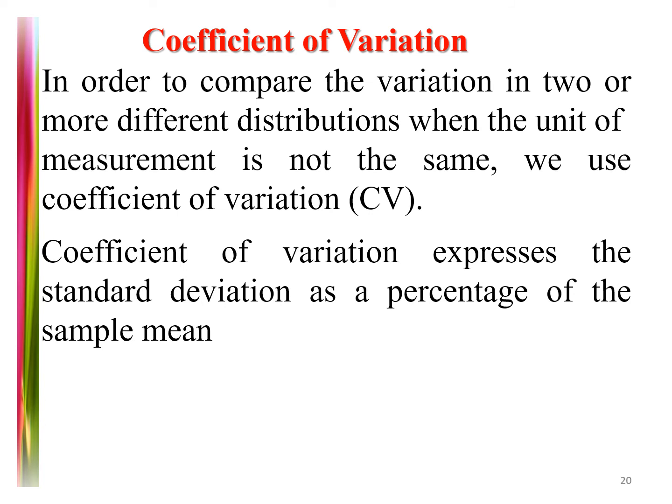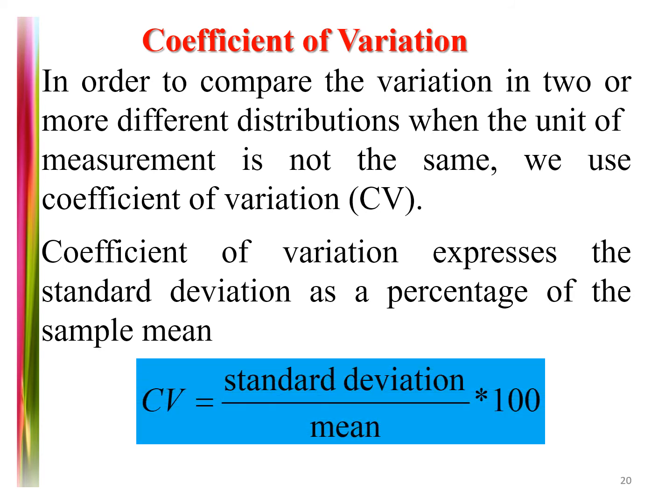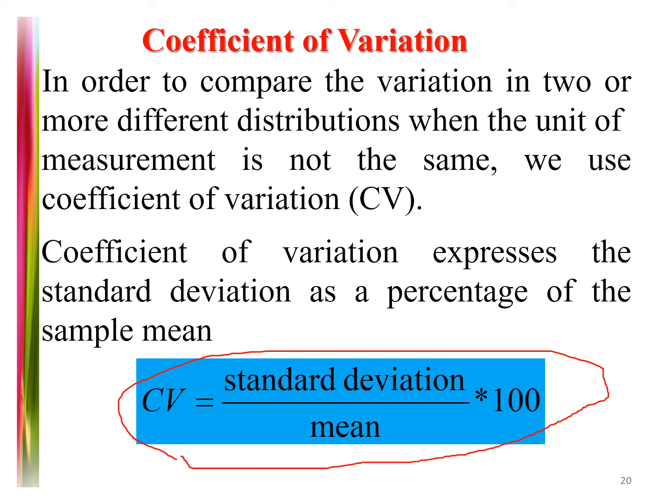So the coefficient of variation is expressed as the standard deviation as a percentage of the sample mean. That means the formula is: coefficient of variation is equal to standard deviation divided by mean, times 100. Usually we write this with a percentage sign. So first calculate the ratio between standard deviation and mean, then multiply by 100, so your answer is in percentage.